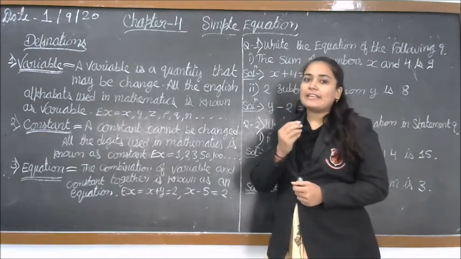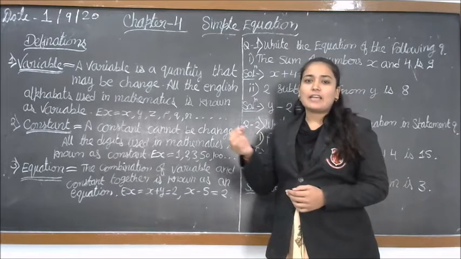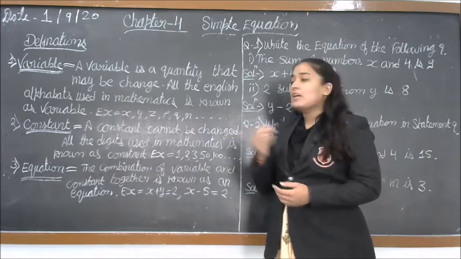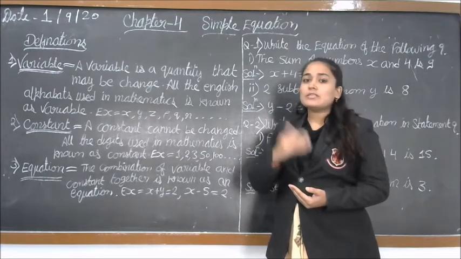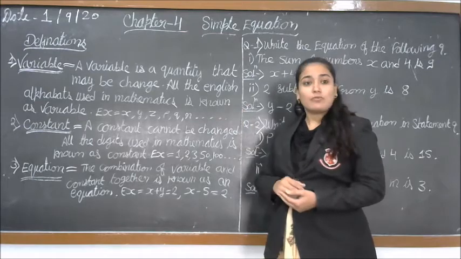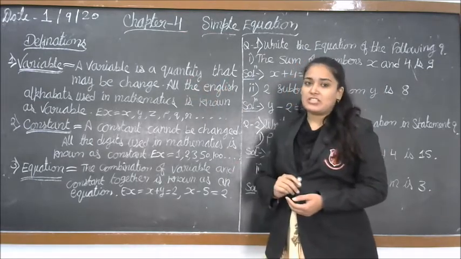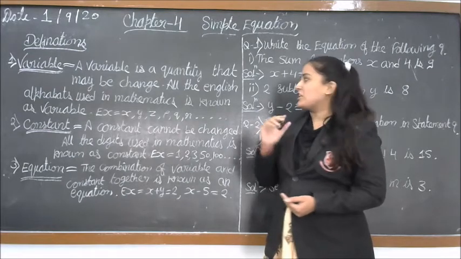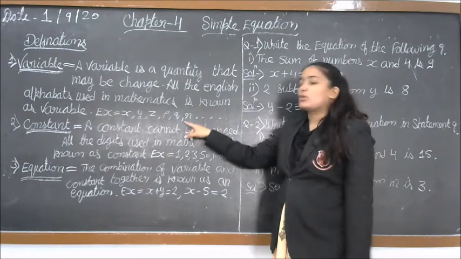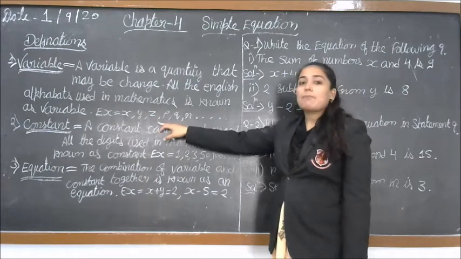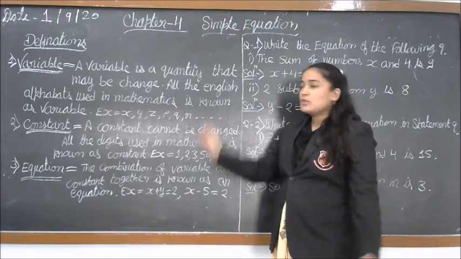First, variable. What do you mean by variable? Variable means any English alphabet, which we use in English, like X, Y, Z, A, B, C, D. These are all English alphabets, but when we use them in mathematics, they are known as variables. A variable is a quantity that may be changed. Example: X, Y, Z, P, Q, R and so on.